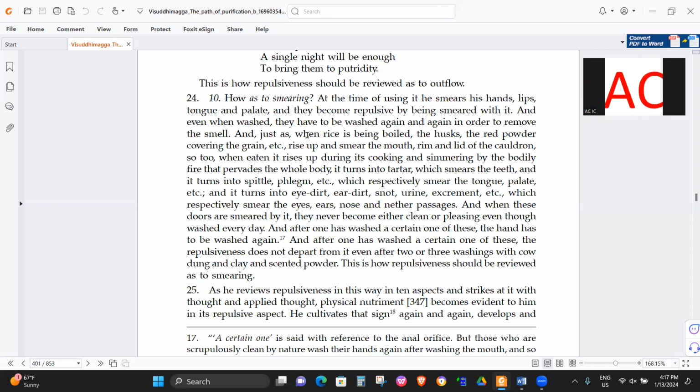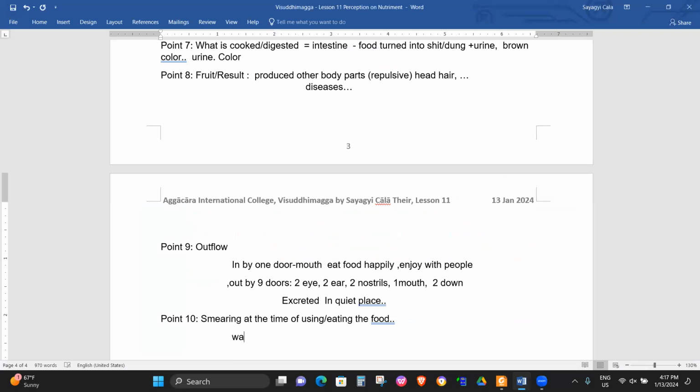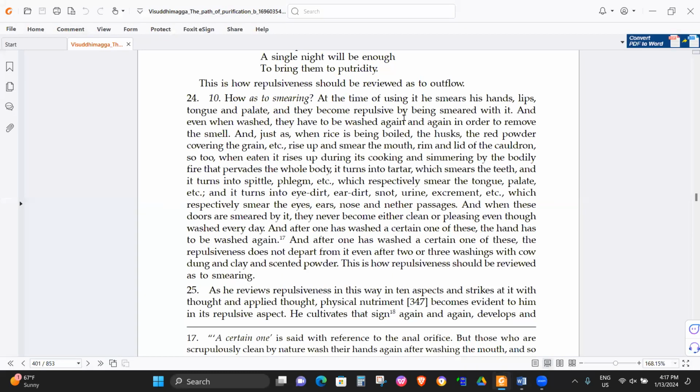Anyway, talking about at the time of using, actually you can say smearing at the time of using. So it means that at the time you're eating the food, you have to wash the hand. And beside hand, you have to wash the mouth. You have to wash everything again, right?